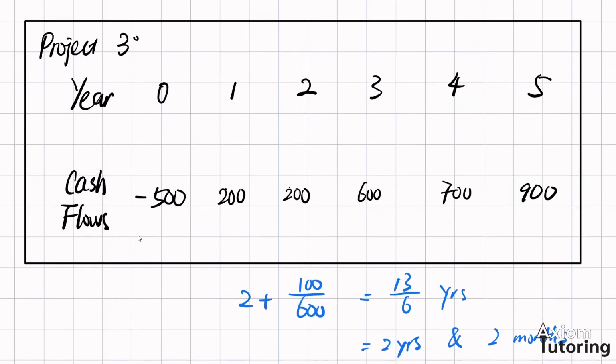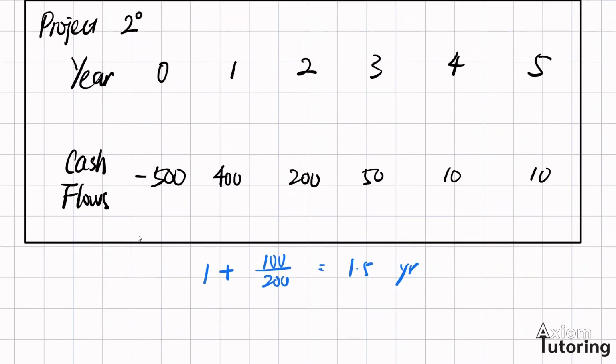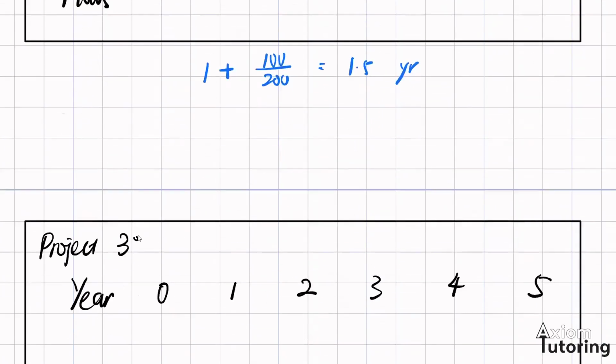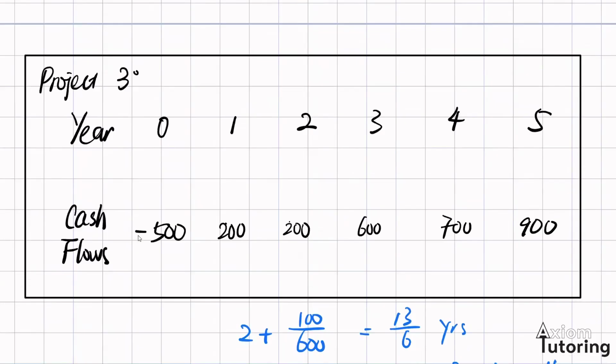So if we're choosing between these two projects based solely on the payback periods, we would choose the first one, which is 1.5 years. But as you can see, the first project here, or project number 2 here, it will pay us very little in the future, which is 50, 10, and 10. Compared to this one, it will pay us a lot more, which is 600, 700, and 900. So we're kind of missing out the opportunity here if we're only focusing on the payback period.